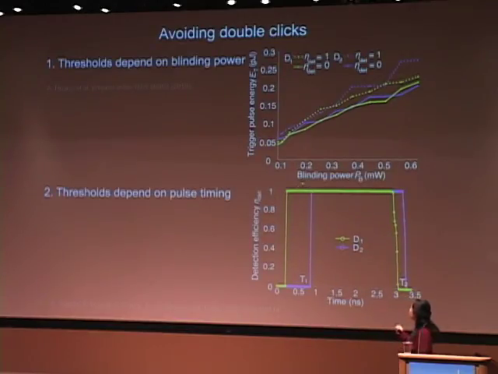For example, if we apply around 0.2 milliwatt blinding power, and then we choose a trigger pulse energy greater than this green dot but lower than the blue dot, then we only get a detector 1 click, but detector 2 never clicks. Versus if we apply higher blinding power, we could get only a detector 2 click, but detector 1 never clicks, so that we can avoid the double click problem.